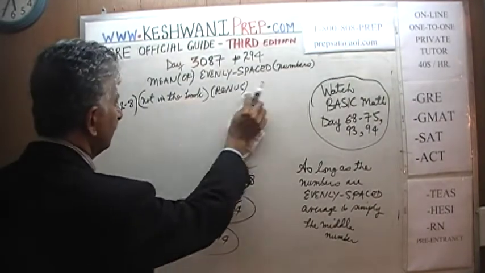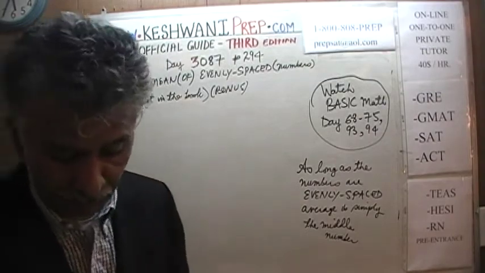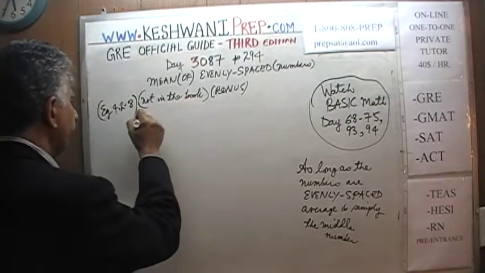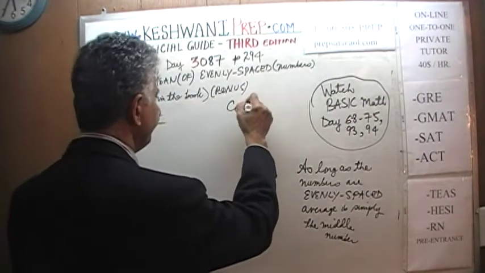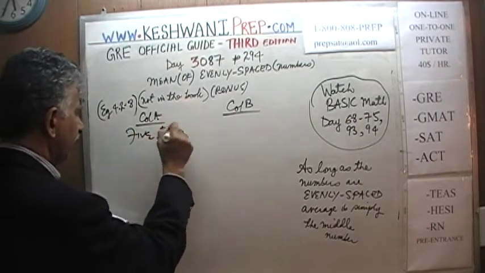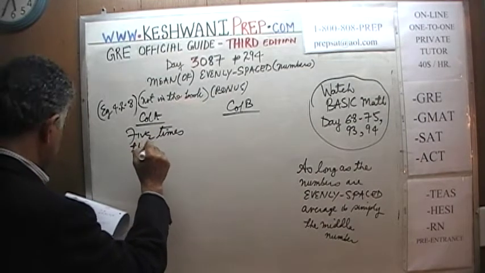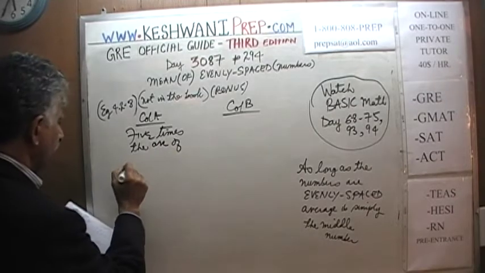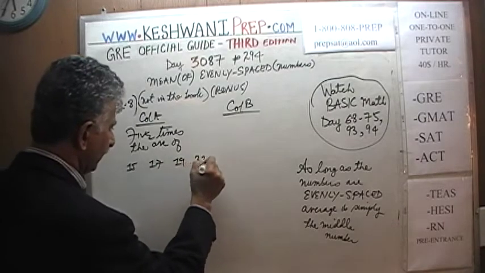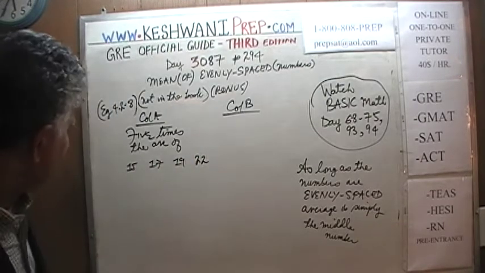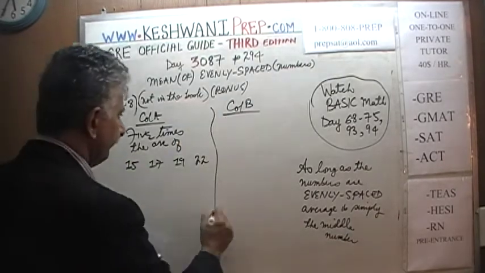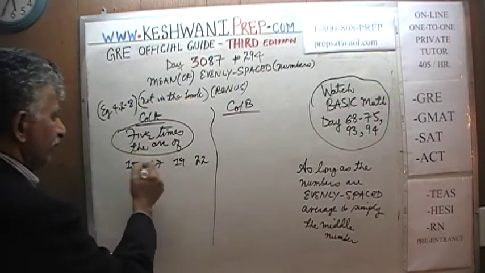Two quantities will be given to us, as I said a second ago, because it's a quantitative comparison question, in the two columns, as always, column A and column B. Column A says five times the average of 15, 17, 19, and 22. That's our column A. And we have to take five times the average of these four numbers.